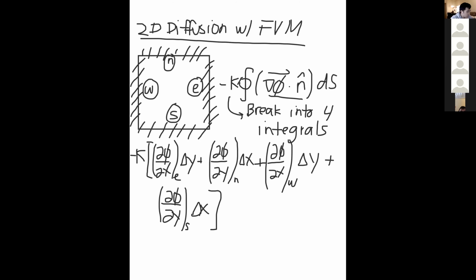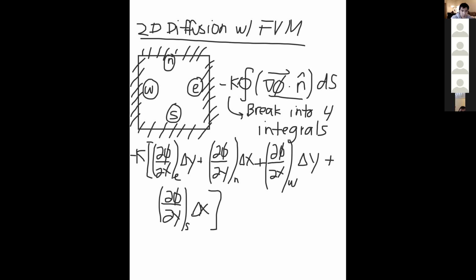So we got this expression after we broke this into 4 different integrals and applied our trapezoidal rule to integrate this at the centroid, right? Because remember, when we're doing finite volumes, we usually don't like to perform these integrals. We usually approximate them with the trapezoidal rule.